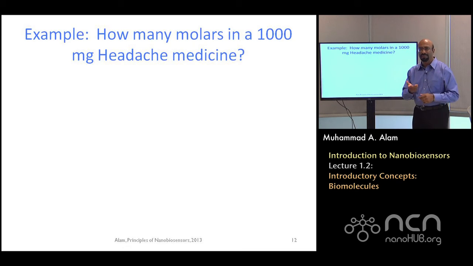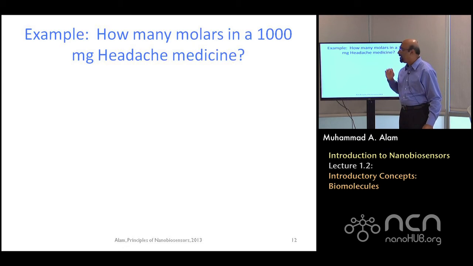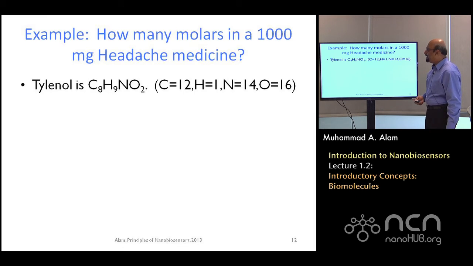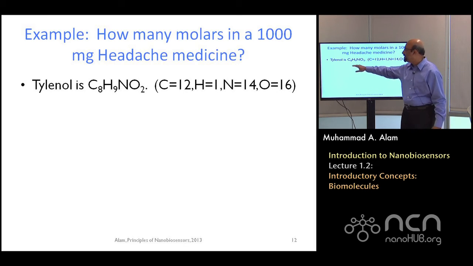Now, let me give you an example about the density of small molecules, because you should be comfortable with numbers. Let's say you have just taken a 1000 milligram headache medicine. How much would the concentration of this molecule be in your blood? Easy calculation. You can see this formula is almost like the glucose formula.